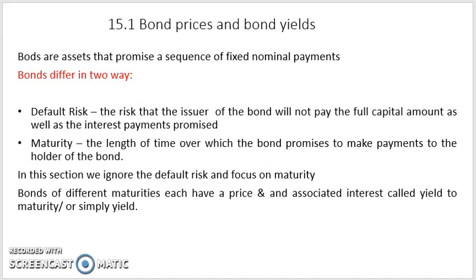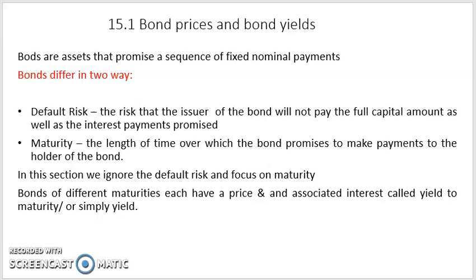The first asset we look at is bonds. Bonds are assets that promise a sequence of fixed nominal payments. Bonds differ in two basic dimensions. One, default risk. This is the risk that the issuer of the bond, which could be a government or a company, will not pay back the full capital amount as well as the interest payment promised by the bond.